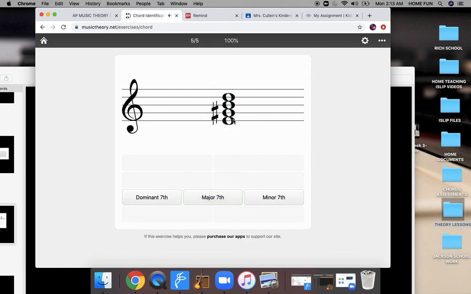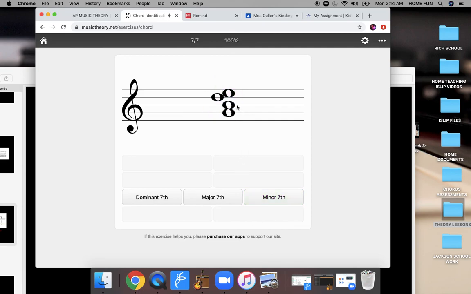We got our snowman back. E, G sharp, B, D. That's going to be dominant, major chord, full step away. Again, now we have F, A flat, C. That's a minor chord with a seventh. That's flat on top.